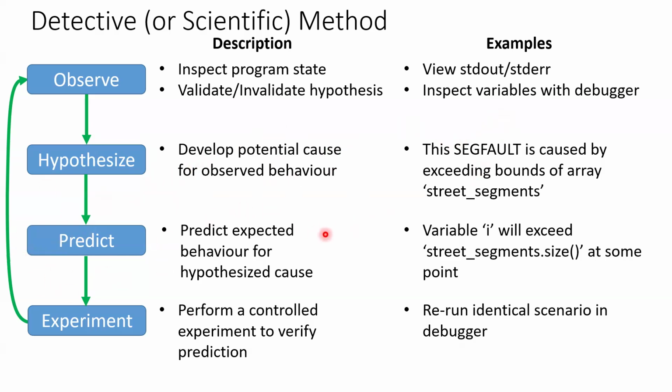Predict what will happen if the hypothesis is correct. Then perform a controlled experiment to verify whether the prediction is actually what's happening, by rerunning the identical scenario in the debugger. Then we loop back to observe and inspect the variables with the debugger.